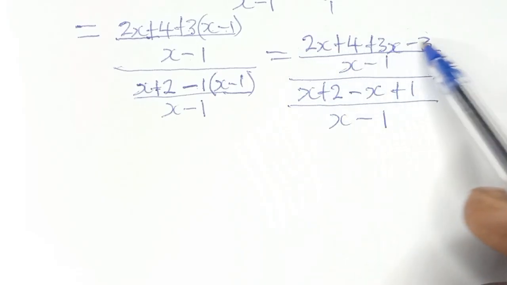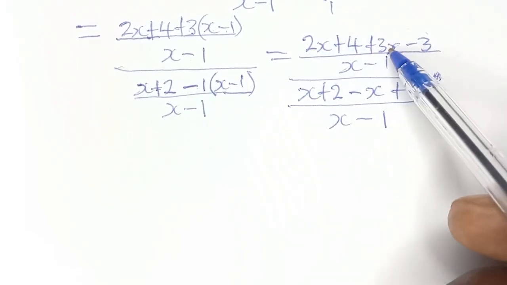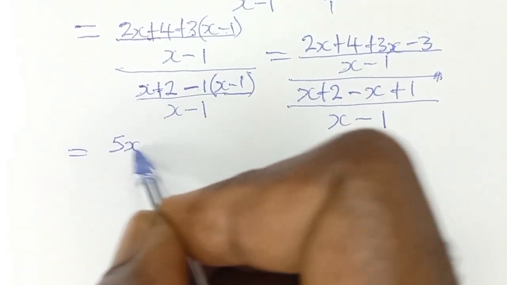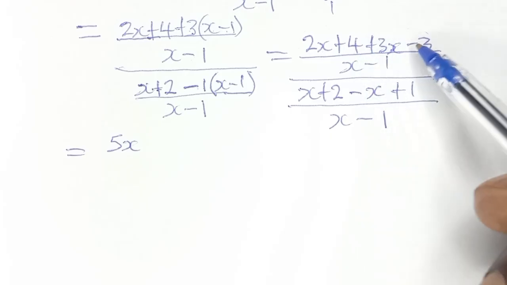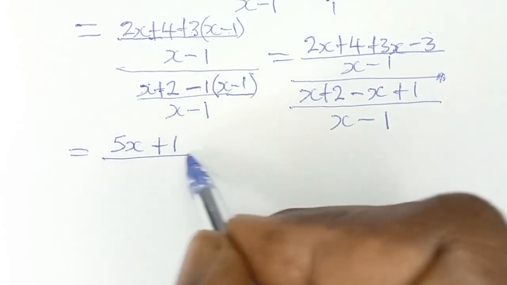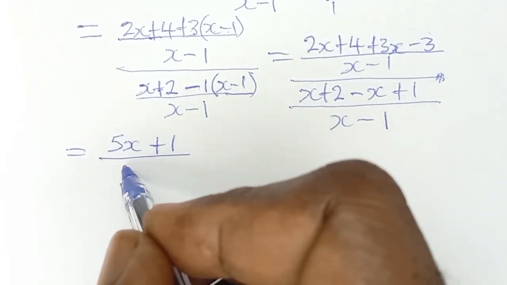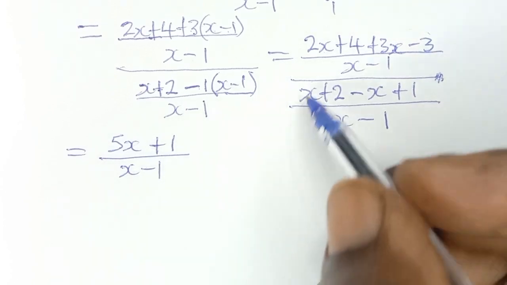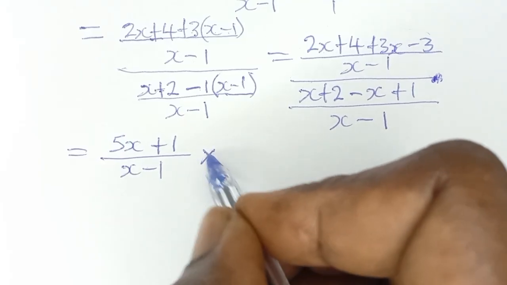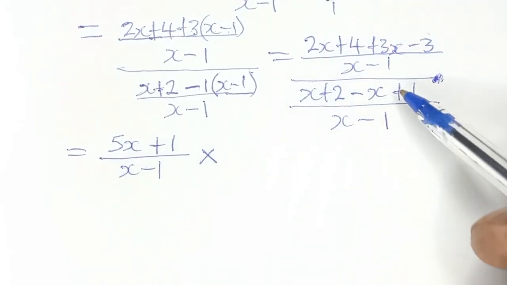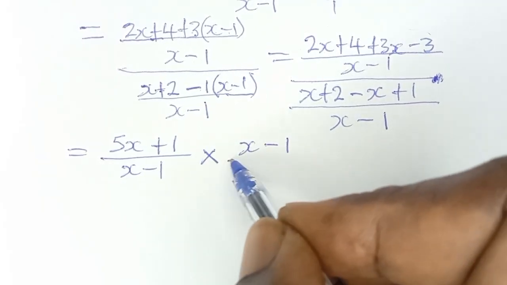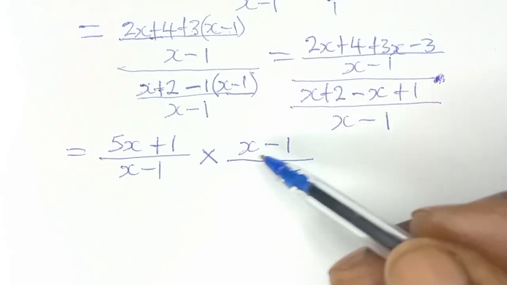So because of that, let me write this upper part first. 2x + 3x will give me 5x. And then positive 4 minus 3 will give me positive 1. And then all over what I have as the denominator there, which is x − 1. And then this division sign, this line now, which is showing the division, I'm changing it to multiplication. So in doing that, I have to flip this one. This x − 1 becomes the numerator, and then all over this part now becomes the denominator.